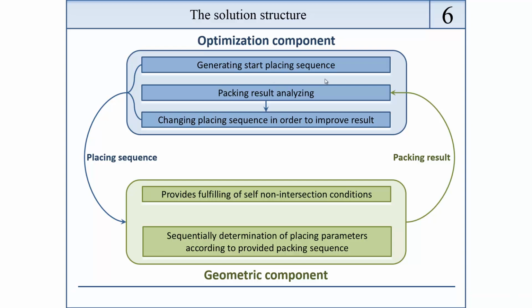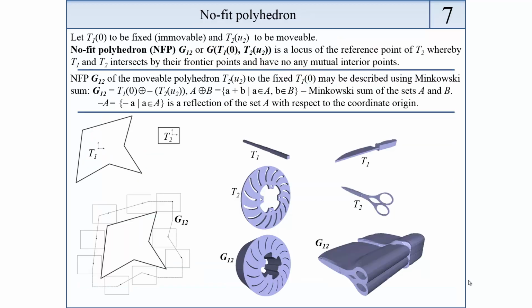The objective of the optimization component is, first, to generate a start packing sequence, and second, to modify the previous packing sequence based on packing result analysis in order to improve the solution. The objective of the geometric component is, first, to provide fulfillment of non-intersection conditions, and second, to determine placing parameters according to the input placing sequence. Let's consider the geometric component first.